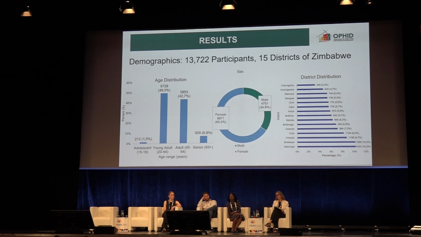A total of 13,722 participants participated in 15 districts of Zimbabwe. In terms of the age distribution, the median age was 44, with an interquartile range between 36 and 52. Under the sex component, females constituted the highest proportion, with 65.4% as compared to males.